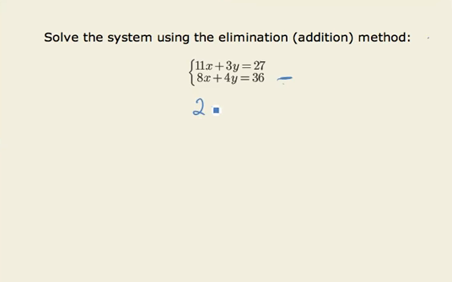8x divided by 4 gives us a 2x. 4y divided by 4 gives us a y. 36 divided by 4 gives us a 9. And now our second equation is a little bit nicer to work with.